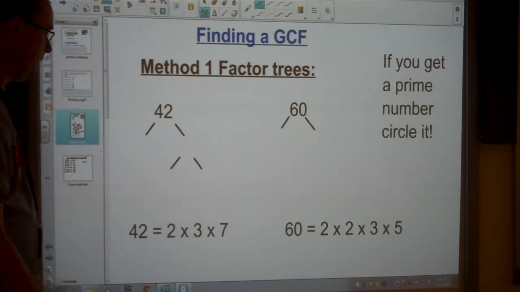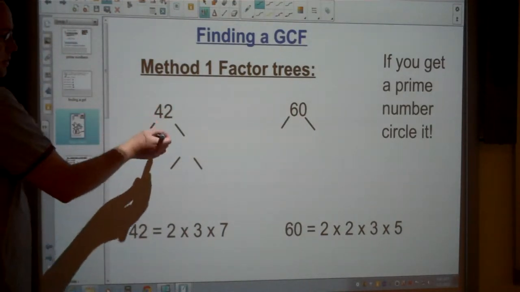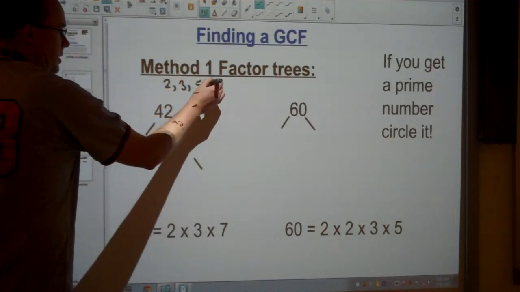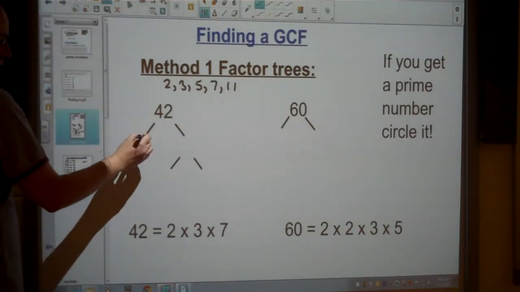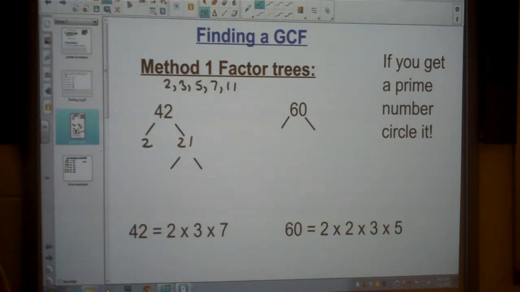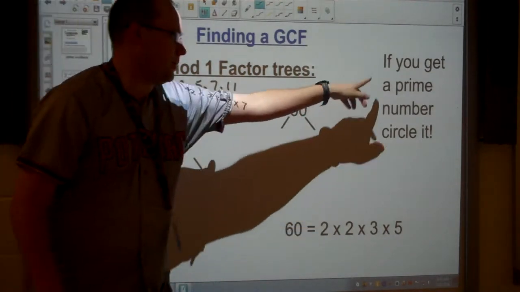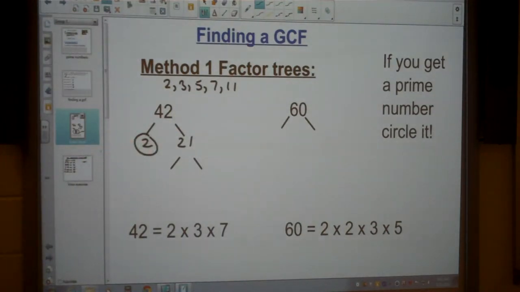So what we can do is we can start doing our factor tree. So we have to think of 2 numbers that times to make 42. Now, we're going to use those prime numbers from the previous slide. So let's try. Does 2 divide into 42? And it certainly does. And you can check it divides in 21 times. Now, if you get a prime number, you should circle it. That tells you to stop on that number there, because we don't want to carry on.